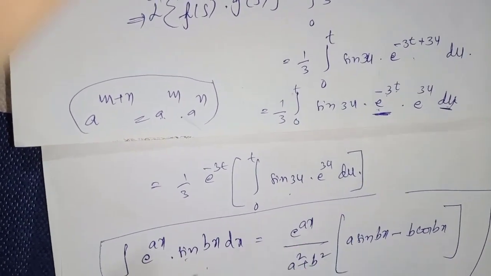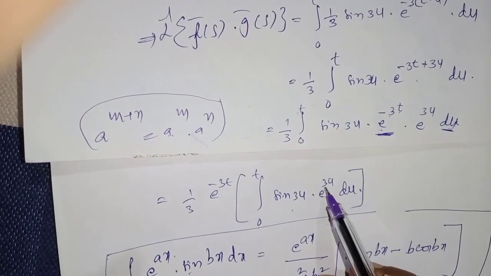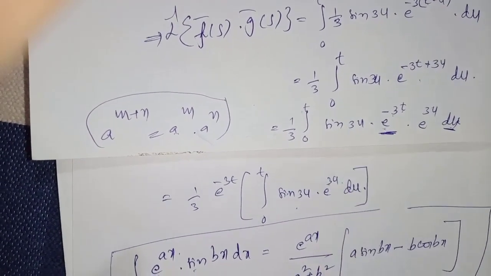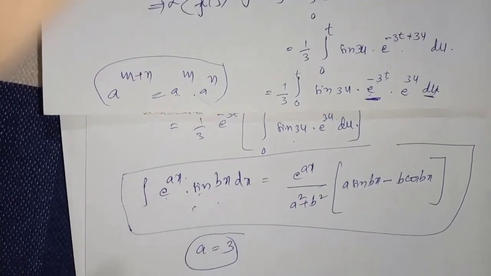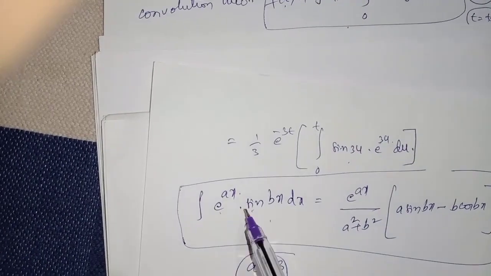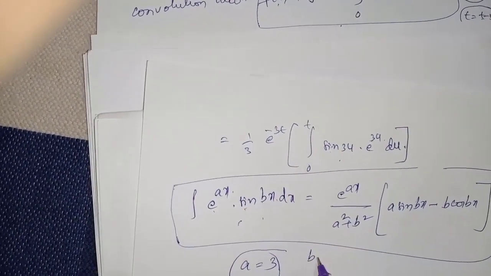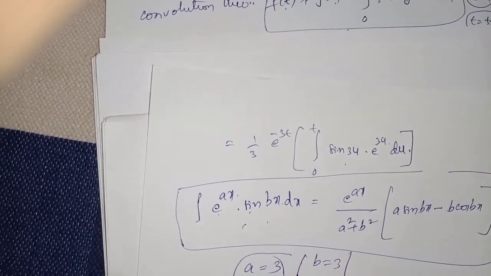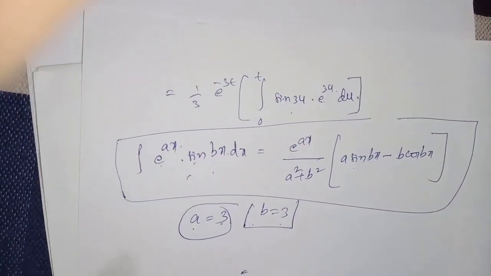So if we compare these two, here e to the power of ax, here is e to the power of 3 into u, so a is equal to 3. Next, sine bx, here sine 3 into u, so b is equal to also 3. A is equal to 3, b is equal to 3. Substitute in the formula.